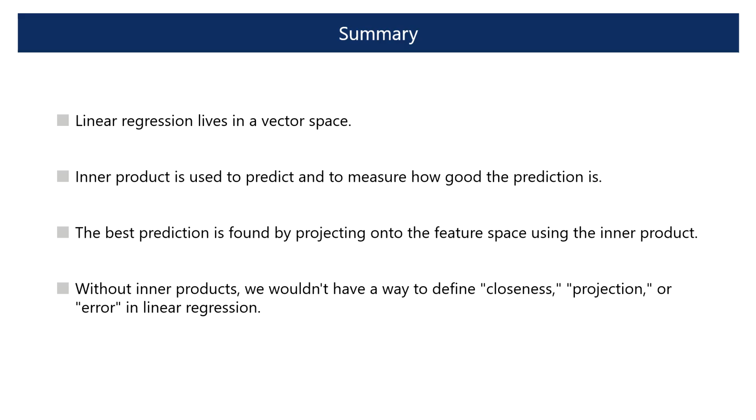Linear regression lives in a vector space. Inner product is used to predict and to measure how good the prediction is. The best prediction is found by projecting onto the feature space using the inner product. Without inner products, we would not have a way to define closeness, projection, or error in linear regression.